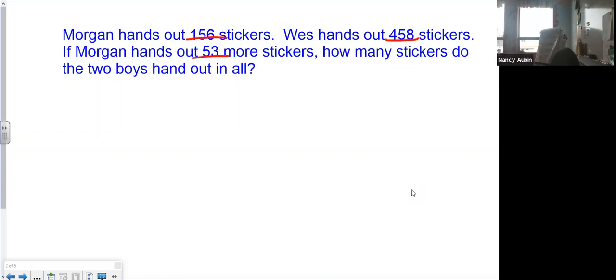Stand up if you added all 3 together, like at the same time, like one long thing. So I'm looking to see if anyone did it this way, 458 and then 53. Henry, how did you solve it? Did you add all of them or did you do it a different way? Okay, you guys can sit.